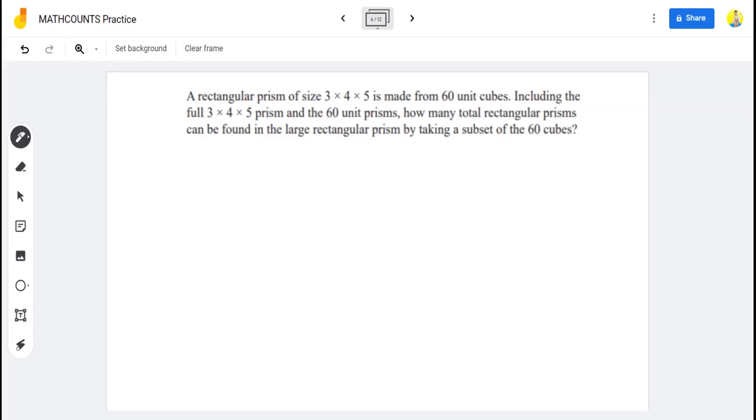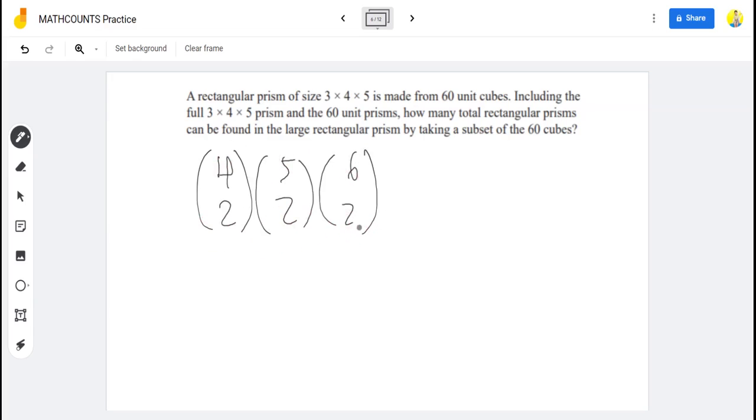To solve this problem, we just do 4 choose 2 times 5 choose 2 times 6 choose 2. This is because there are 4 planes on the 3 side, 5 planes on the 4 side, and 6 planes on the 5 side to choose from. And 3 planes, in their separate dimensions, make up a single rectangular prism. So that's how we do it.